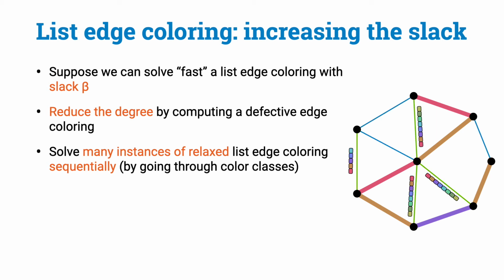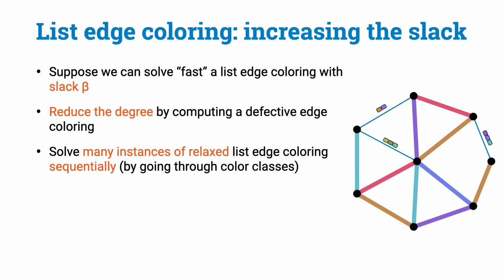Then we continue on the second color class. At first, each edge removes from its list the colors that are already used by its incident edges. And if the remaining list is large enough, the edges take part in the algorithm that solves the relaxed list edge coloring problem. In this way, we obtain a proper coloring of all the edges that have been processed until now.